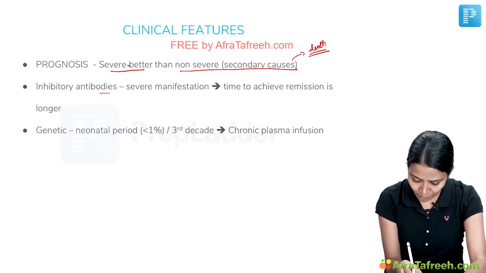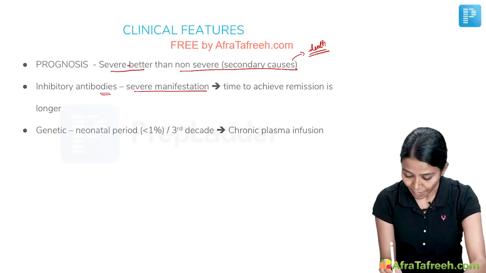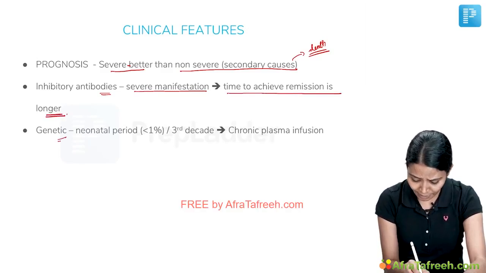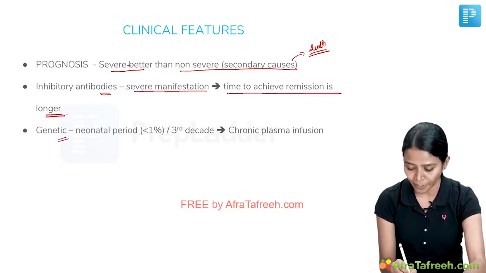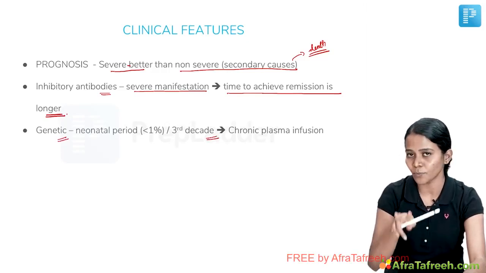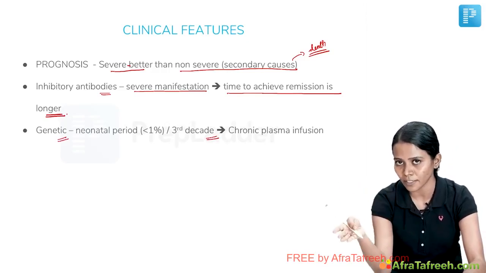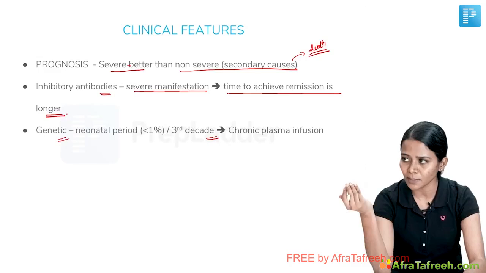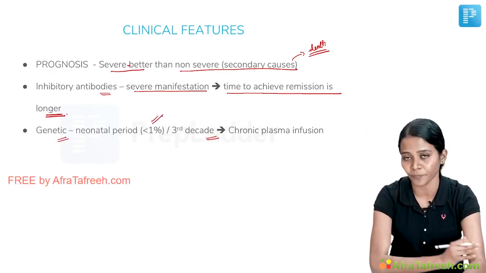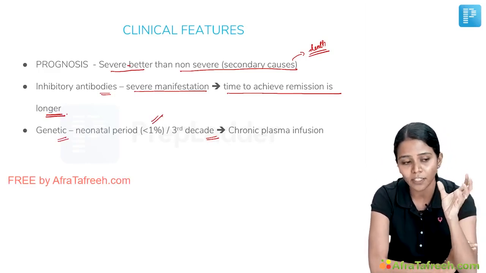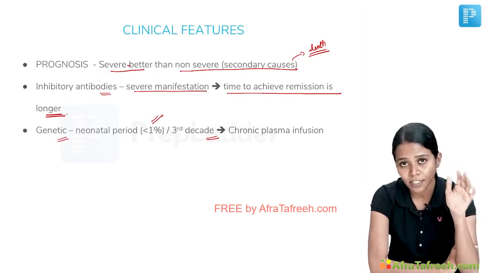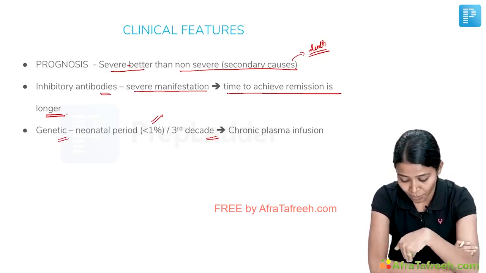So, inhibitory antibodies generally have severe manifestation and time to achieve remission is longer. And in genetic condition, generally it is seen in the neonatal period or in the third decade. It has two age groups in which it is commonly seen. One is the neonatal group, one is the third decade. And in genetic, it just means that the ADAMTS13 is deficient. The level is less than 1% of ADAMTS13 generally. See, when the ADAMTS13 level reaches less than 1% of normal, all these problems occur. So, in genetic, generally it is going to be less than 1%, especially in the neonatal period.